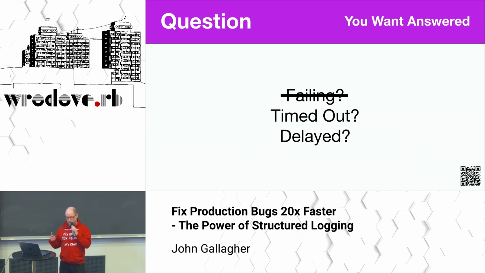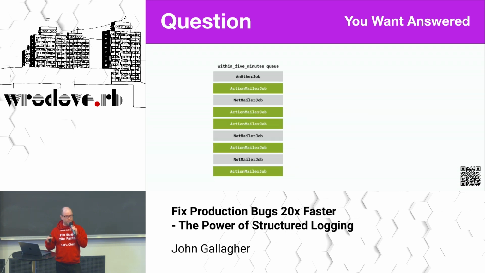So we know it's not failing because we checked in Sentry, nothing there. They're not timing out, so maybe they're delayed. And they may or may not be. This is just a guess. Let's try and prove the guess correct or incorrect. So just to recap, here's the theory. Here's what a healthy queue might look like. The green jobs are our password reset email jobs.